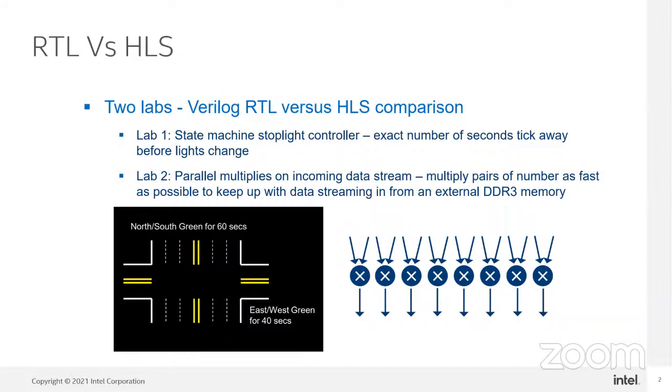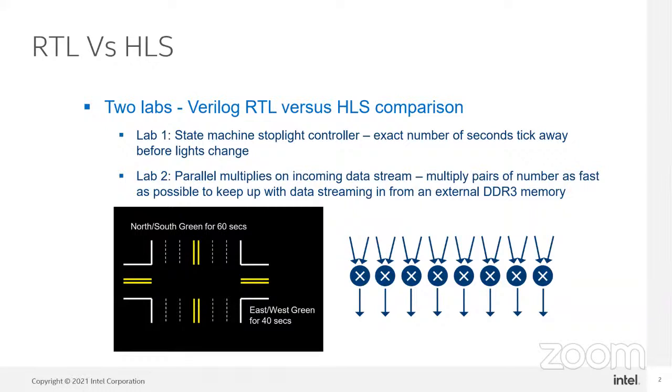There are two labs. One is where we use the Verilog RTL versus the HLS comparison. Lab one is the state machine stoplight controller, which provides you the exact number of seconds tick away before the lights change. So one is based on the RTL. The other one is based on the HLS. Now what we need to do is, one is a finite state machine, for example, a traffic light controller. The other one is on the multiplier.